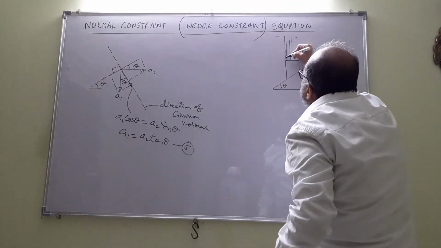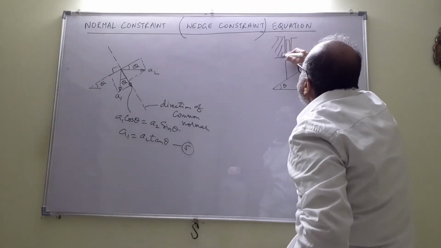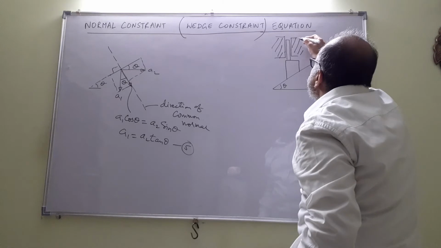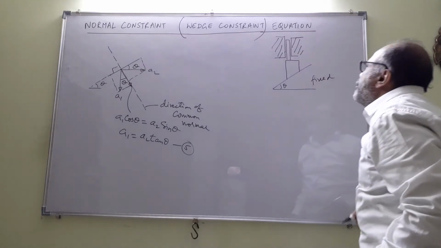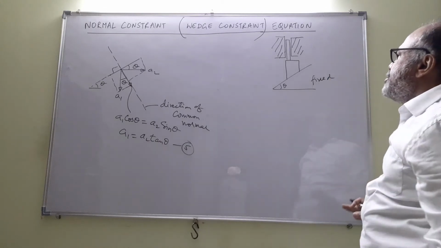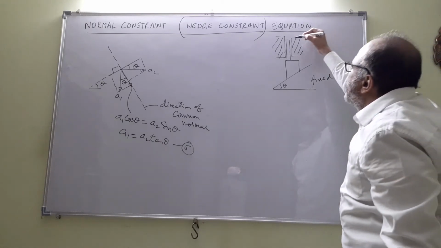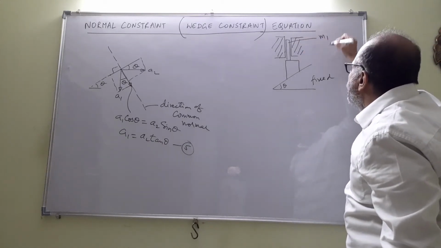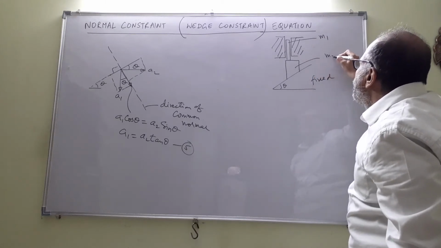It is being guided. This is a fixed guide. All surfaces are frictionless. We are not showing friction anywhere. And the system is released from rest. We can call this mass M1 and this M2.